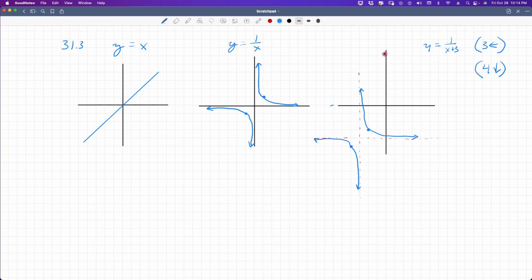All right, now we have to adjust for 4 down. Remember, when we go 4 down, we're adjusting on the y-axis. This is negative, so we're going to add. So we're going to adjust the y value. So it's going to be y plus 4 is equal to 1 over x plus 3. So now we know we have to adjust the y value. So that's going to be -4 on both sides. So this is now translated to y equals 1 over x plus 3, minus 4.